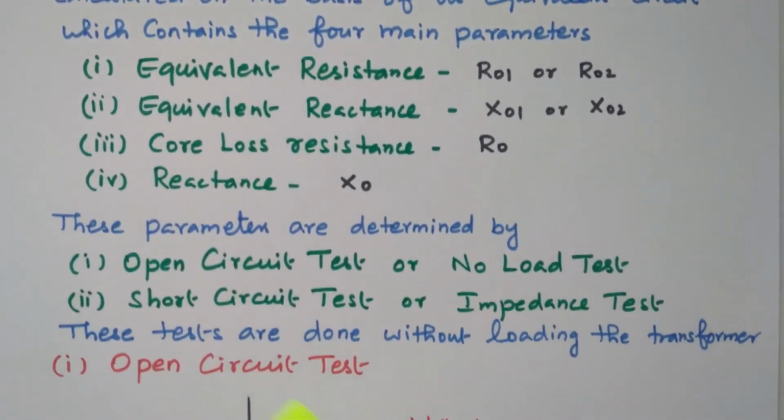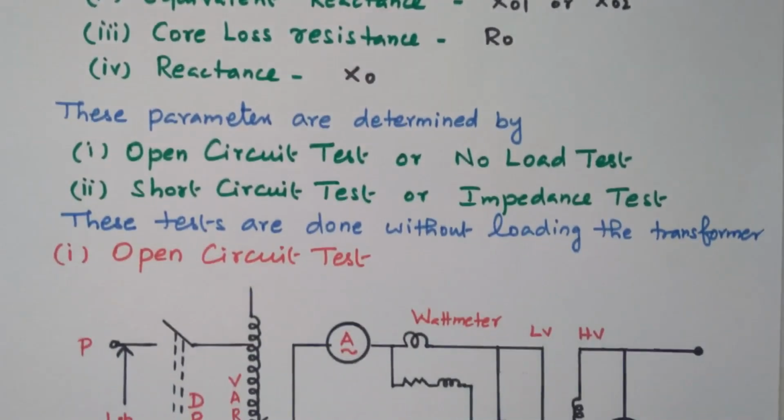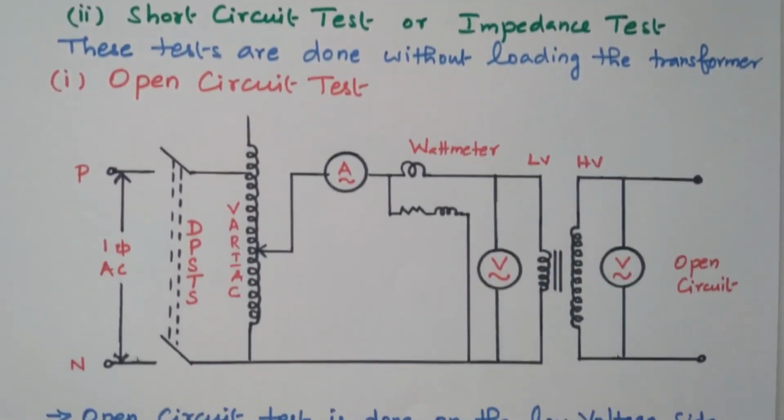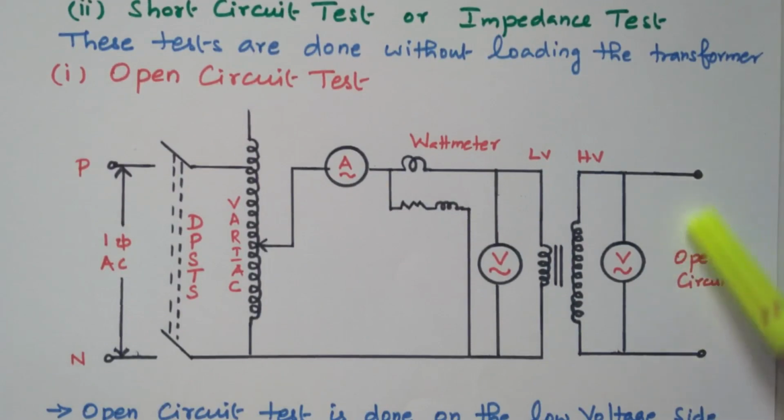There are two types of tests available: the open circuit test or no load test, and the short circuit test or impedance test. The above four parameters are calculated from these two tests performed on the transformer: the no load test, that is the open circuit test or OC test, and the short circuit test or SC test. In this video we will see the open circuit test. Open circuit means the secondary of the transformer is kept open, there is no load connected on the secondary side.